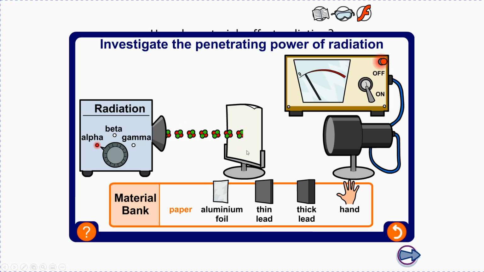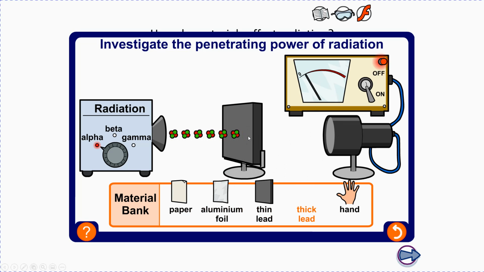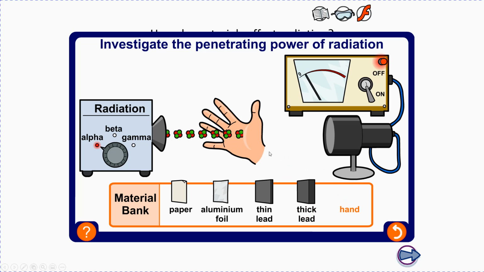They'll travel through the air, but they can't travel through the paper. So the count has gone down to nothing. Okay, they definitely can't travel through aluminium. They can't travel through lead, either thin or thick, and they can't travel through your hand. So they will be stopped in a short distance.